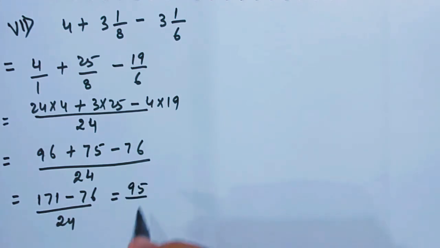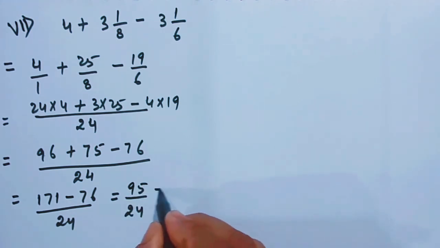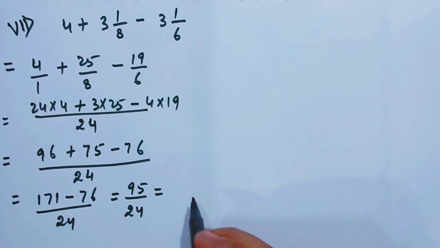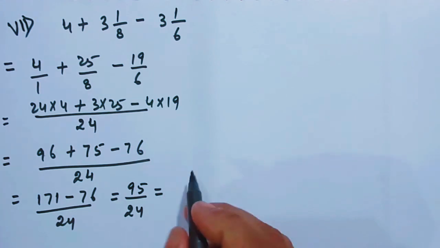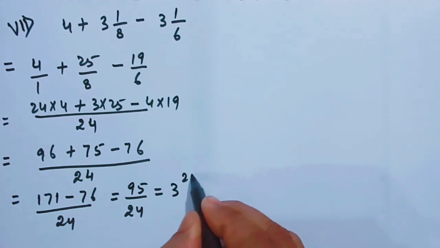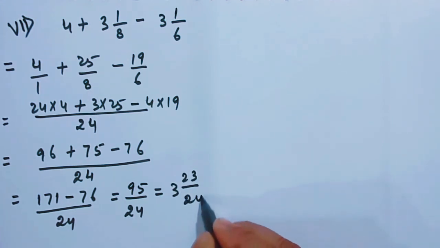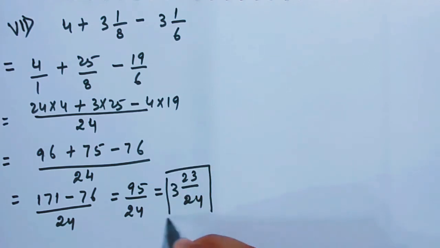95 by 24. So 95 by 24 is equal to how much? 24 3 times, you know. Am I right? No son, 24 3 times, that's right. 323 by 24 is your final answer.